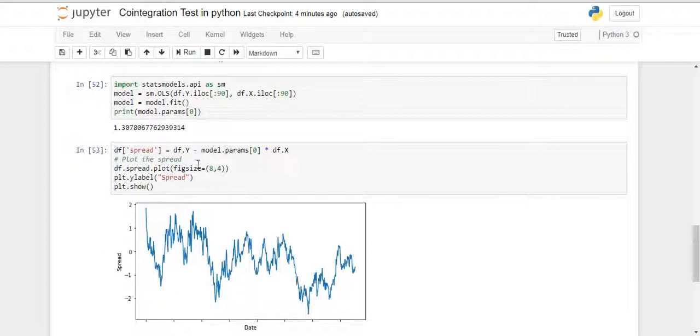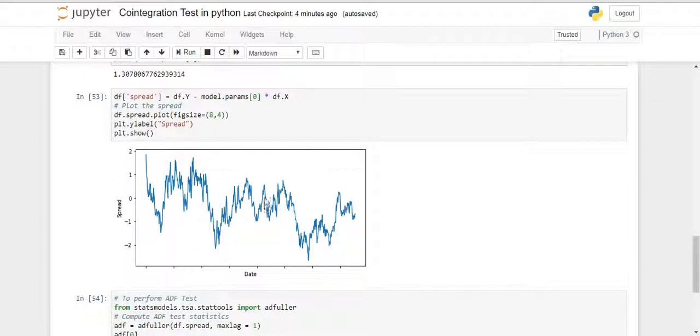Now you need to calculate the spread. The spread is, as I told you, Y minus the hedge ratio multiplied by X. This is what we did here, and now I got the spread. I plotted the spread in a graph to see how it looks. If you see, the spread is really mean reverting. What is mean reverting? If you see, zero is here. It goes up or down, and it comes back to the mean again. So by looking at this graph, we can say the spread is stationary, mean reverting in nature. But we have to do an ADF test to conclude this.